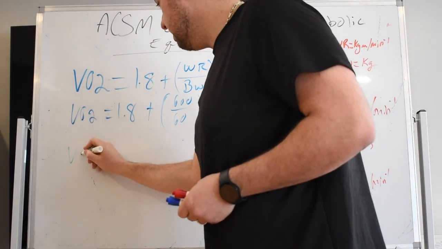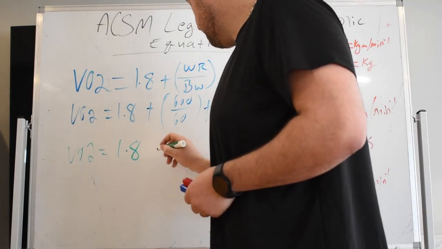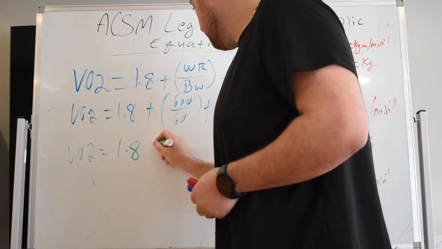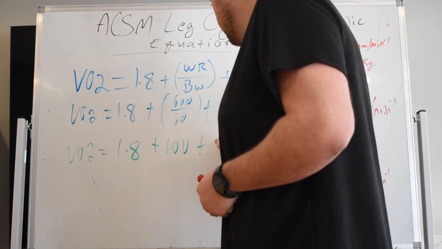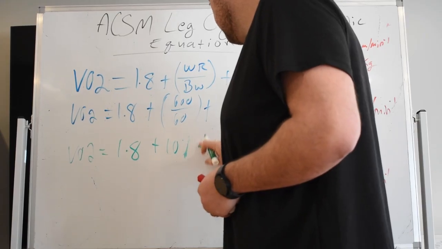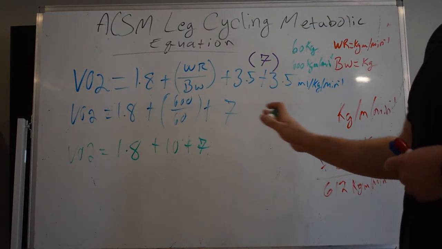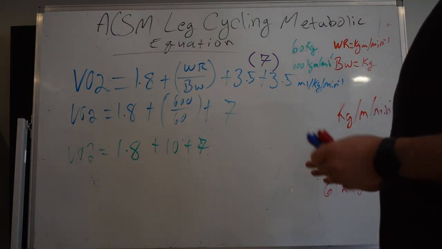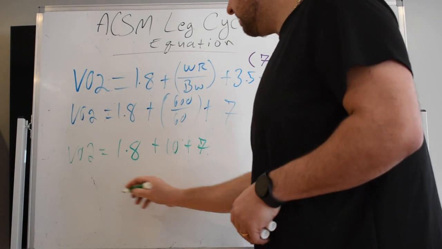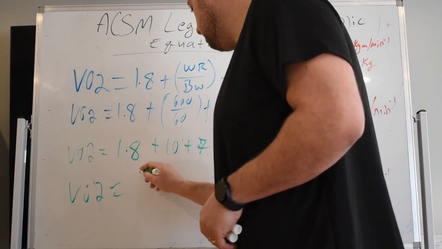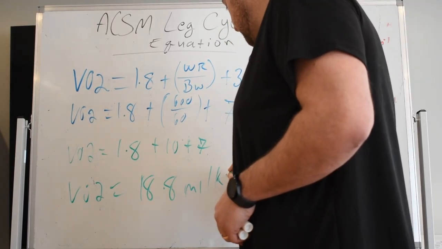Okay, so this should be VO2, I'm rewriting it in a different color, equals 1.8 plus 10 plus 7. Then we can combine all of those numbers together. So if we do that, we get 10 plus 7 is 17, plus another 1.8, so we're looking at VO2 equals 18.8 mLs per kg per minute.